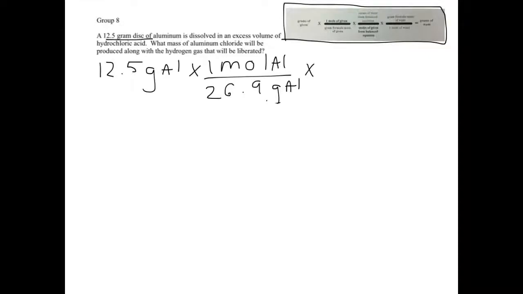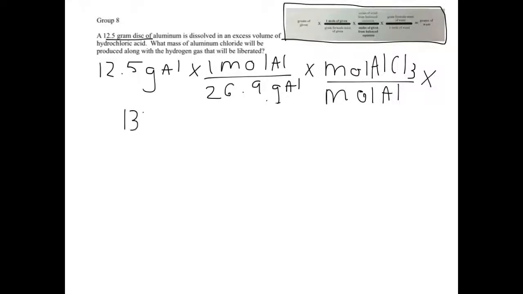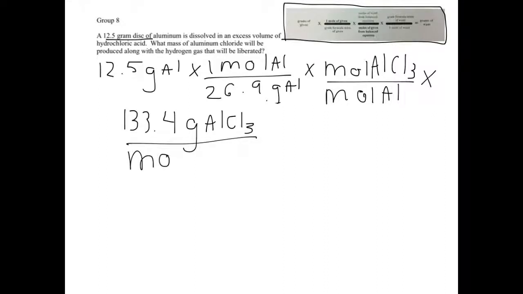And then we'll multiply that by 1 mole of AlCl3 over 1 mole of Al, and then times the gram formula mass of AlCl3, which we figured out was 133.4 grams of AlCl3 over 1 mole of AlCl3. So after we get this, we can start to cancel out the similar terms.